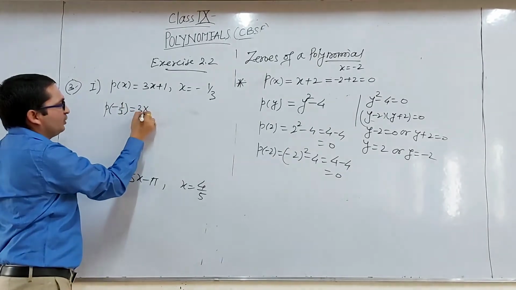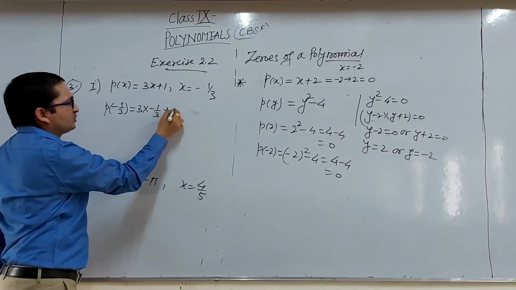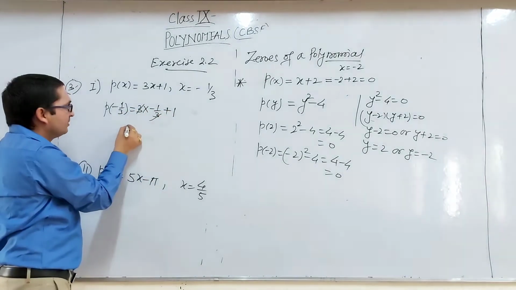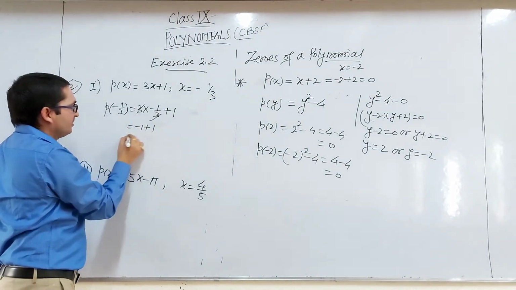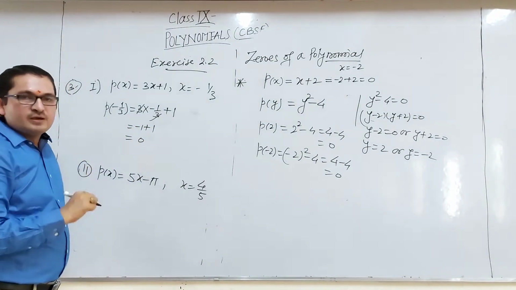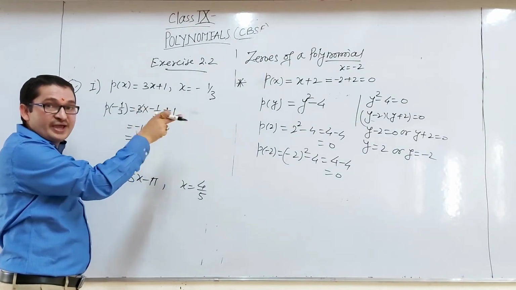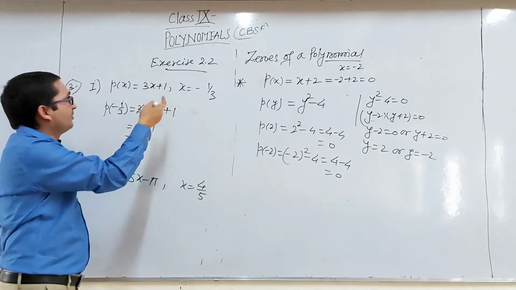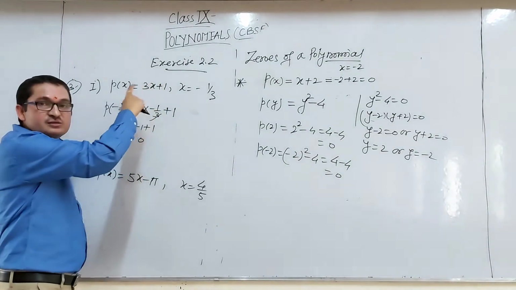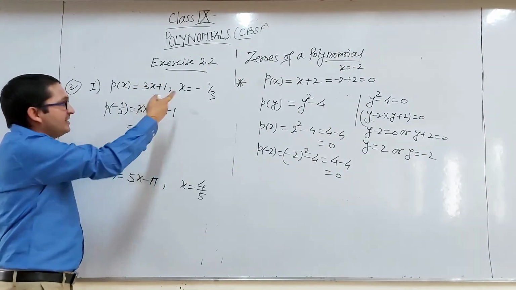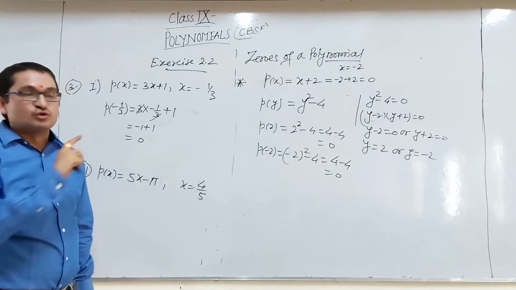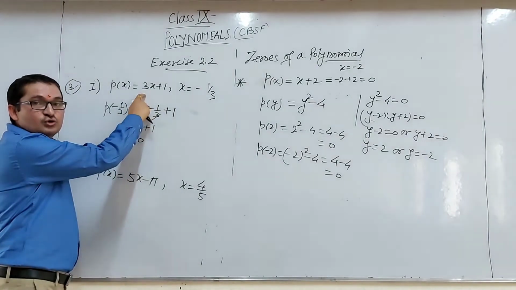Here 3 into minus 1 upon 3 plus 1. 3 gets cancelled. You will get minus 1 plus 1. This whole polynomial is 0 over here. Means for the value of x equal to minus 1 upon 3, this whole polynomial is 0. Hence, minus 1 upon 3 is what? The zero of this polynomial.